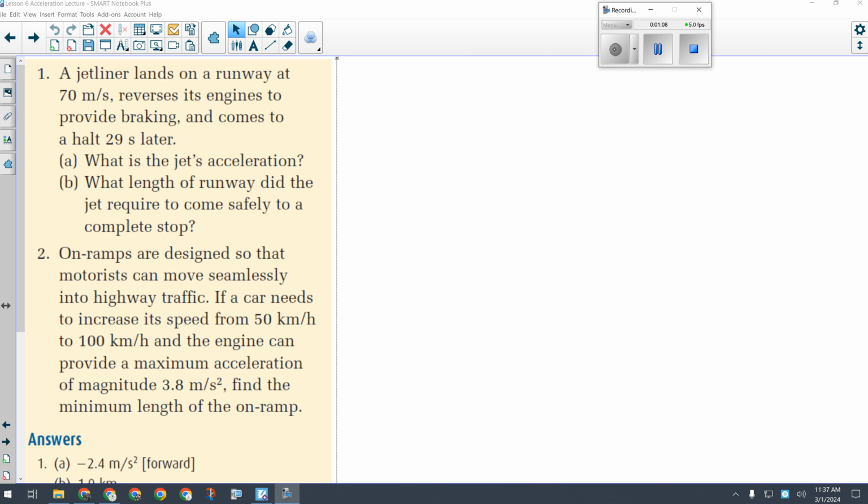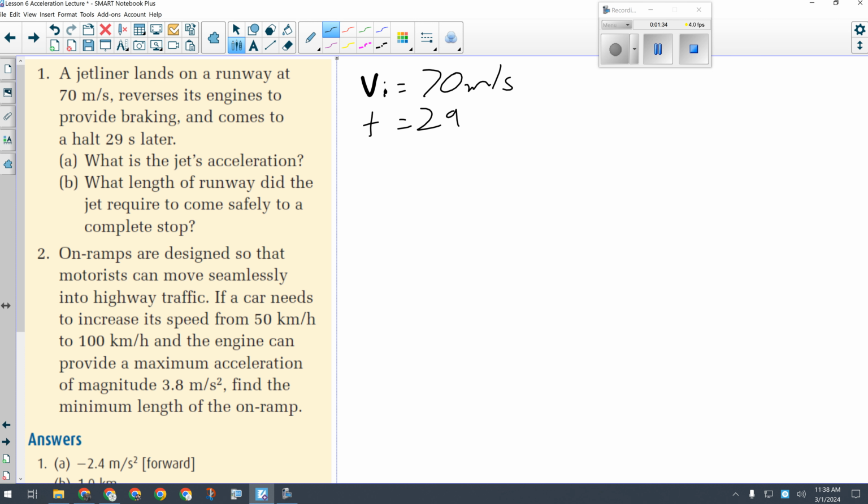Okay, so in number 1, our givens are that the jetliner lands on a runway at 70 meters per second and then reverses its engines to provide braking and comes to a halt 29 seconds later. So from the context of that question, I would know the initial velocity, 70 meters per second. That's how this question starts. They tell me that it brakes, or decelerates, or negatively accelerates for 29 seconds, and they also tell me it comes to a halt.